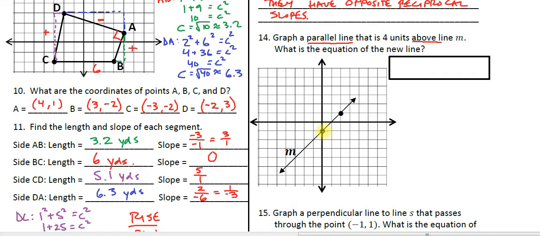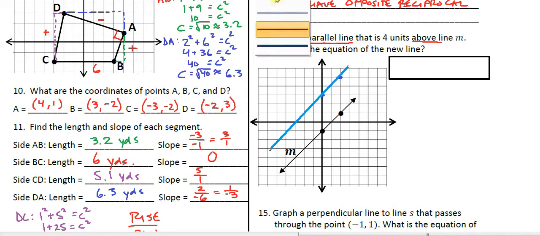Here are our points that are marked, and go 1, 2, 3, 4. I know that's going to be on my parallel line. And this one, 1, 2, 3, 4. I know that's going to be on my parallel line. All I have to do now is figure out the equation of the new line. Let's go ahead and graph it too. So I'll go ahead and connect those together.